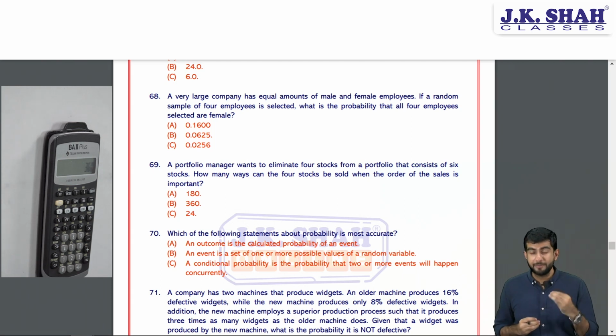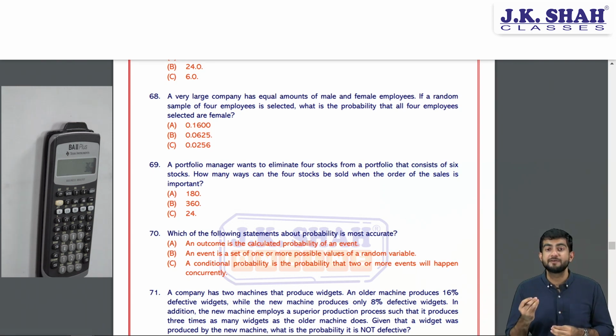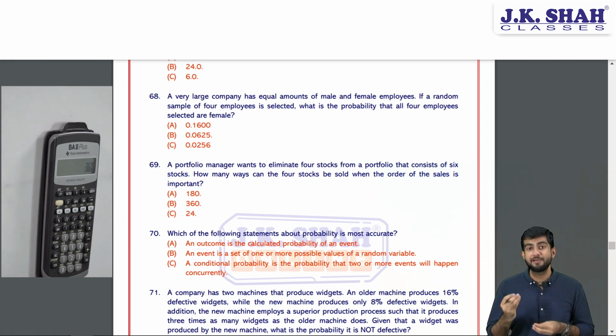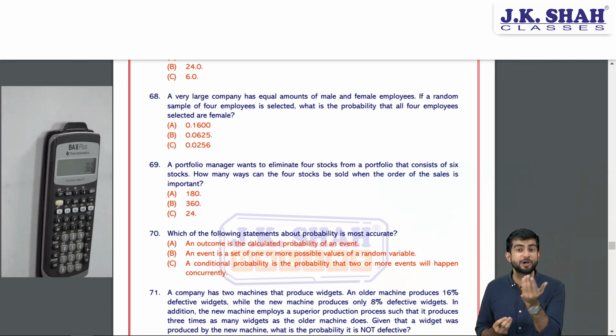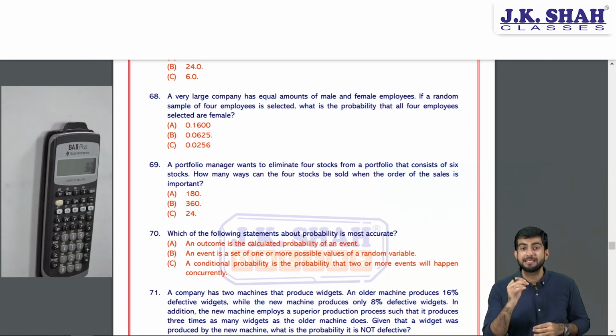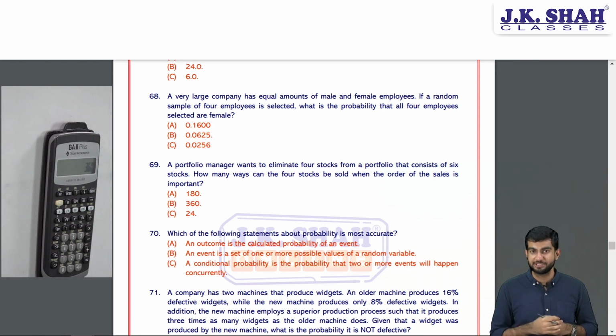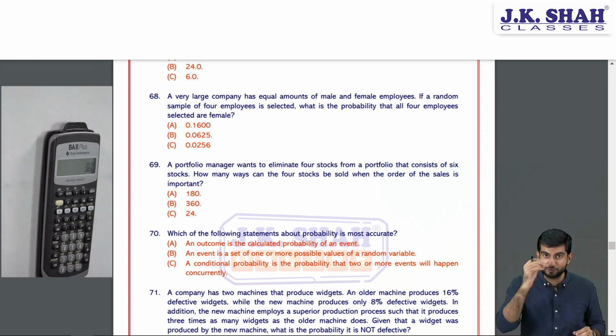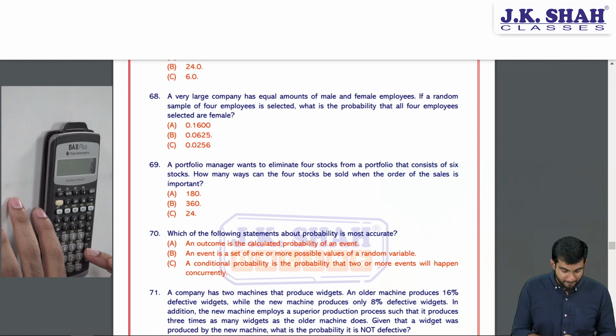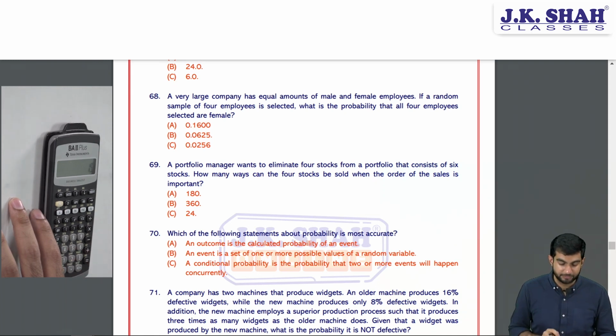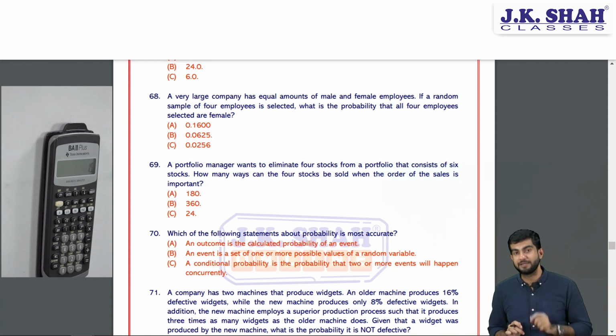Now assume for a minute that the order of sales were not important. So out of 6 stocks, I had to sell 4 stocks such that order would not have been important. In that case, I would have to use the combination function. So it would have been 6C4. Now how to solve for 6C4? Press 6, press second, press plus, press 4, press is equal to. So the answer is 15.